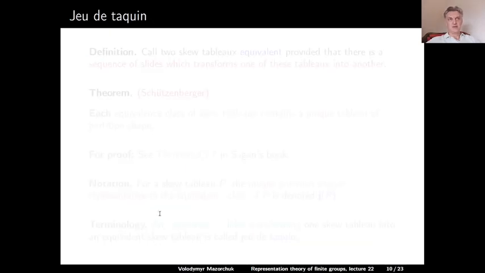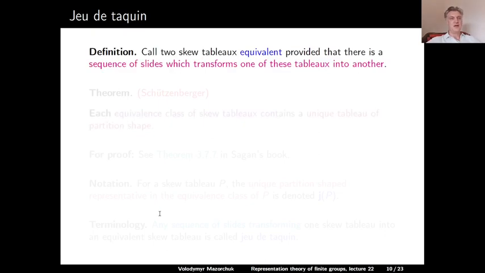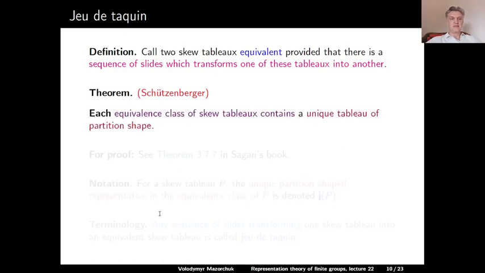So now we can describe this general notion of jeu de taquin. Definition: we call two skew tableaux equivalent, provided that there is a sequence of forward and backward slides which transforms one of these tableaux into another. Here is a theorem which is due to Schutzenberger. It says that each equivalence class of skew tableaux contains a unique tableau of partition shape. And for the proof of this theorem, I refer to theorem 3.7.7 in Sagan's book.